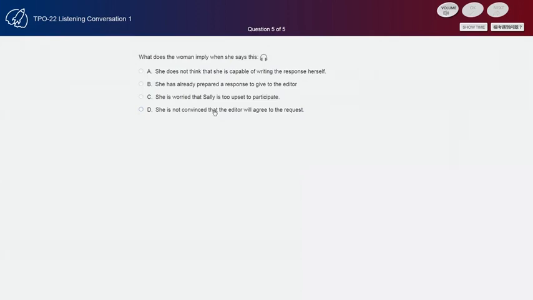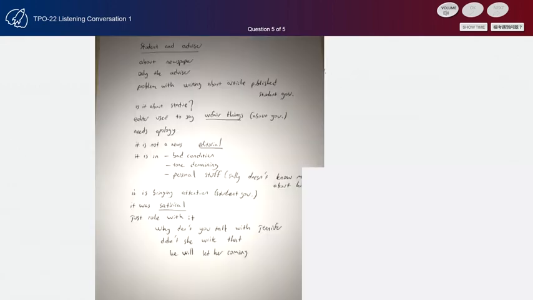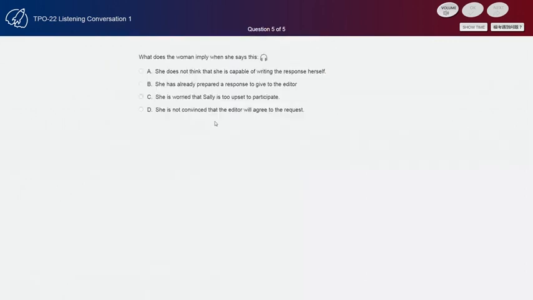While we're listening, I also wrote it down, he will let her know that she's going to be there. After she's giving a reaction like that, the man says, oh, don't worry, I will let her know that you are coming. So that's why we understand that she wasn't convinced. And that's why the man says, don't worry, I will let her know that you are coming. So D is our answer.